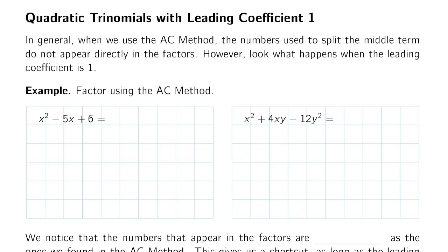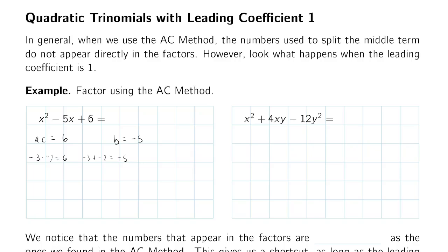So here I've got x squared minus 5x plus 6. My AC is 6. My B is negative 5. So I want to split 6 up as the product of two numbers whose sum is negative 5. After a little trial and error, negative 3 times negative 2 is 6. Negative 3 plus negative 2 is negative 5.